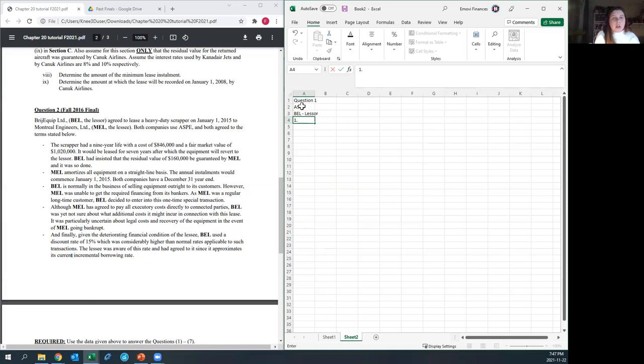So first, are there reasonably predictable payments? Here in the text, it says that Mel was unable to get the required financing from its bankers. So that means that one, they're not in a good borrowing situation, and two, they don't have the money to buy the asset right now. So Bell is not certain that they're going to receive the payments from Mel. So this is a no. This doesn't work.